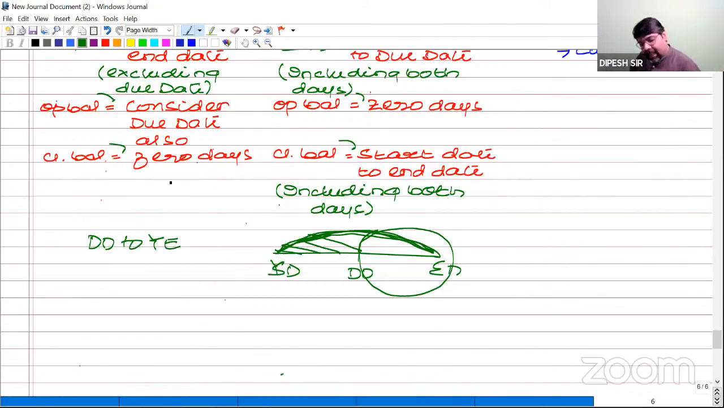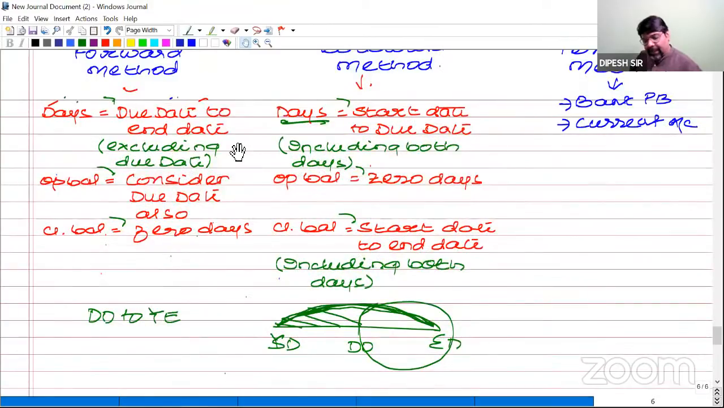Am I clear? And in this third, we take days as due date to next due date. Due date of the first transaction to due date of second transaction, then due date of second transaction to due date of third transaction, then due date of third transaction to due date of fourth transaction. So first one is start to end. First one is due date to end. Second one is start to due date. Third one is due date to due date. Am I clear? Yes, sir.